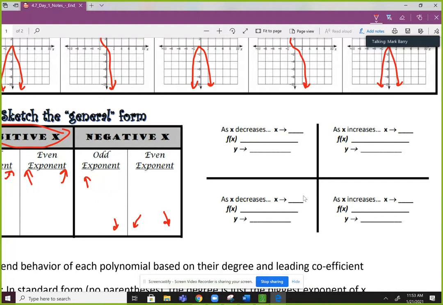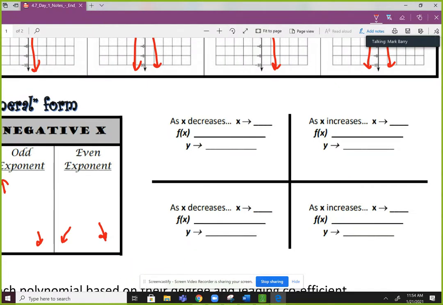Awesome. As x decreases. Okay, so we're going to be drawing arrows here, okay, to describe our graph, but we're also going to learn some fancy math speak for how to describe these as well, okay? So as x decreases, we are going to say x goes to negative infinity.